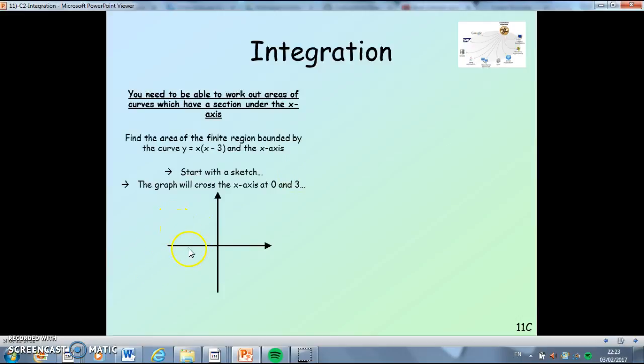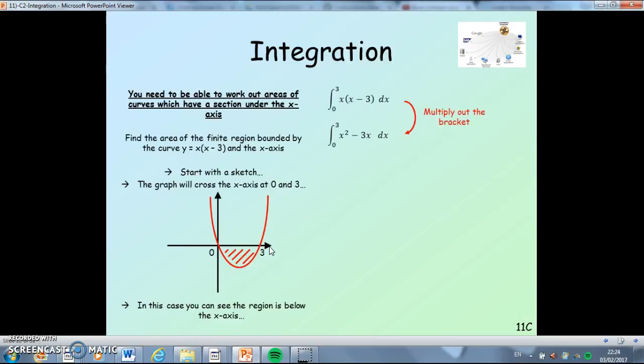It's going to look like this. It's going to have 0 and 3. And this time it's below the axis. So although area does not take into account minus, we will have to say it is a minus, because it is under the axis. So first of all, what we're going to do is expand the bracket.